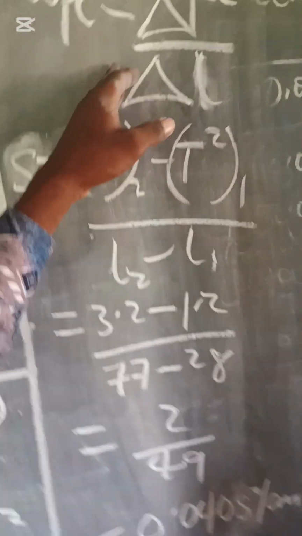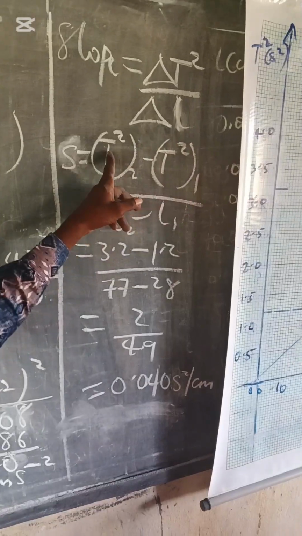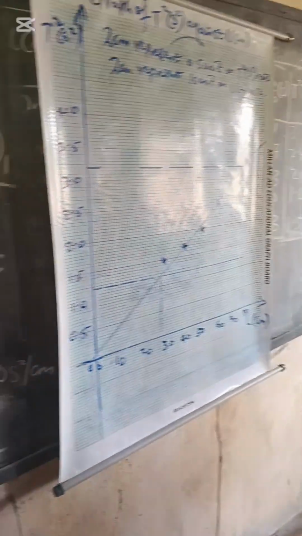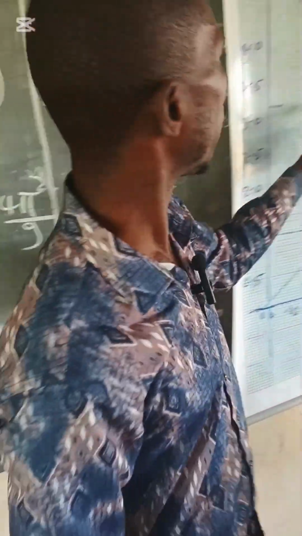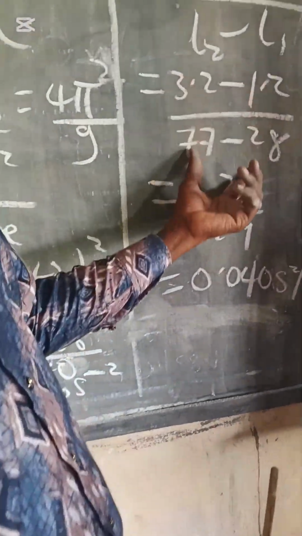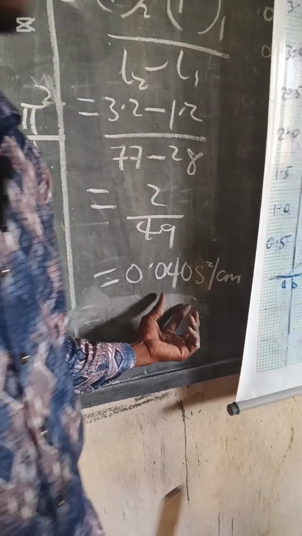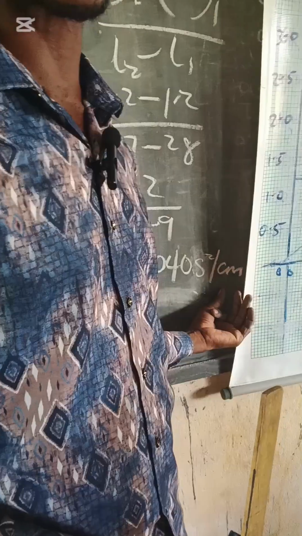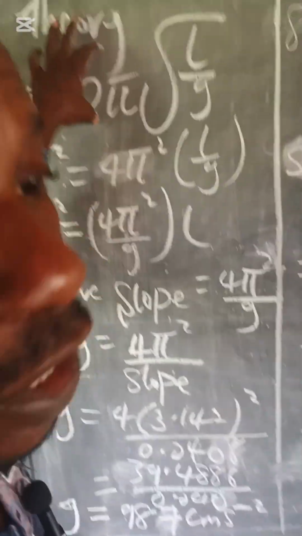As you can see, for our slope, we have change in T-square over change in L. This is a positive graph. So that is why we have T-square 2 minus T-square 1 over L2 minus L1. This is T-square 2, this point here. This is T-square 1. This one is L2. This is L1. And that is how we get these values here. At the end of the arithmetic, we were able to get 0.04 second square per centimeter. That is our slope.